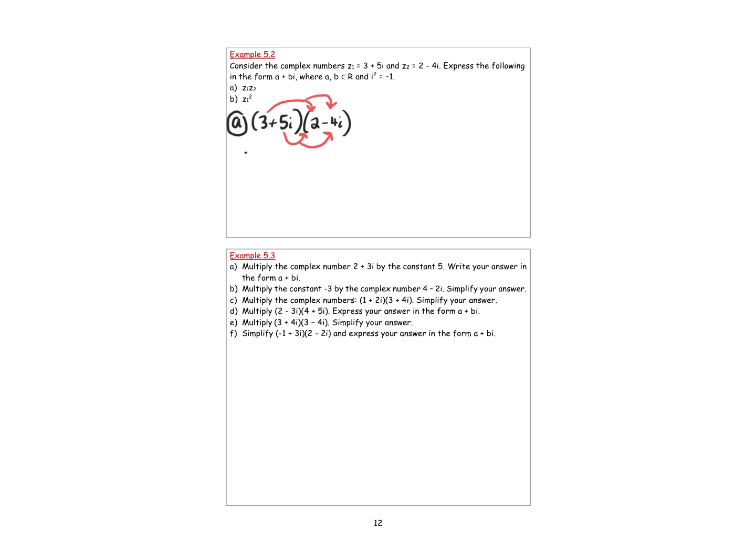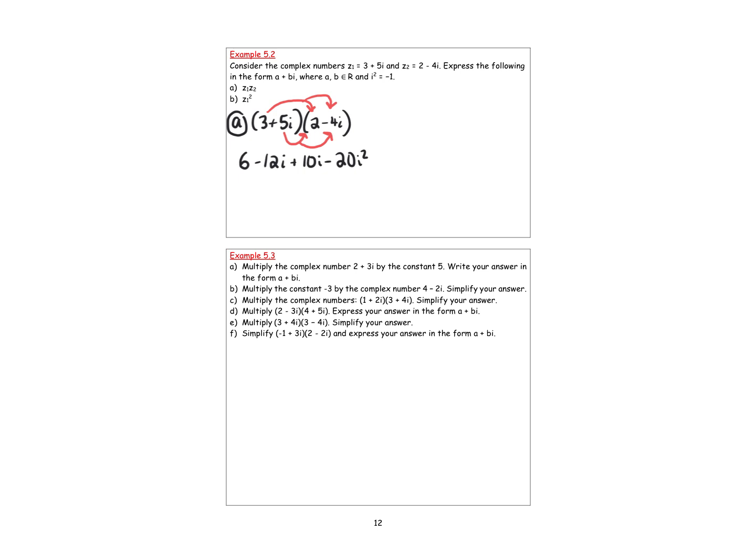3 by 2 will give us 6. 3 by minus 4i will give us minus 12i. 5i by 2 will give us 10i. And 5i by minus 4i will give us minus 20i squared.